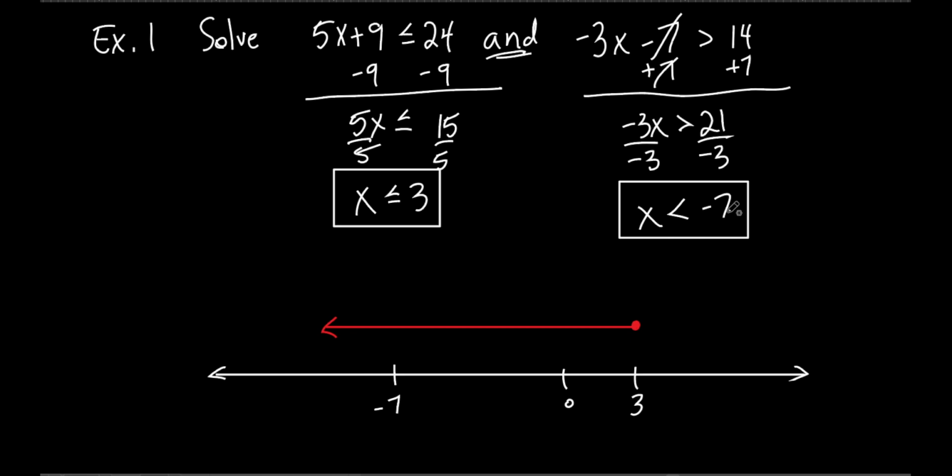Now, let's graph this thing. X is less than -7. So what kind of a circle am I putting here? Open circle. And which direction am I going on this one? I'm going to the left again, all right? Actually, I'm going to extend that red one. You don't have to go right to the end of it. I'm just doing it to make it look pretty. That's the only reason.